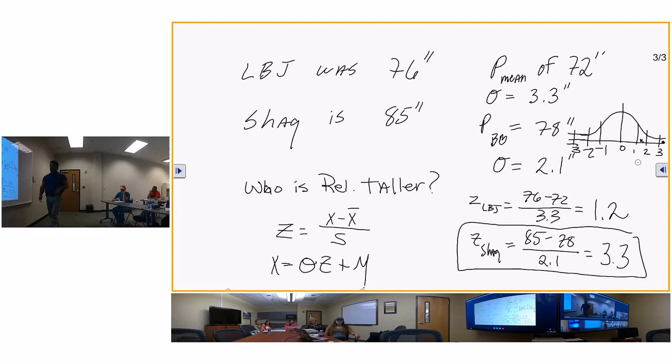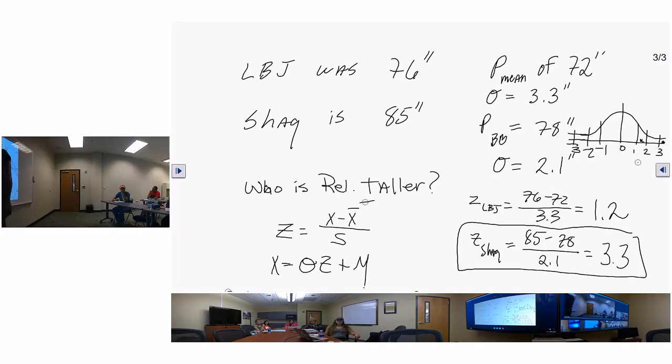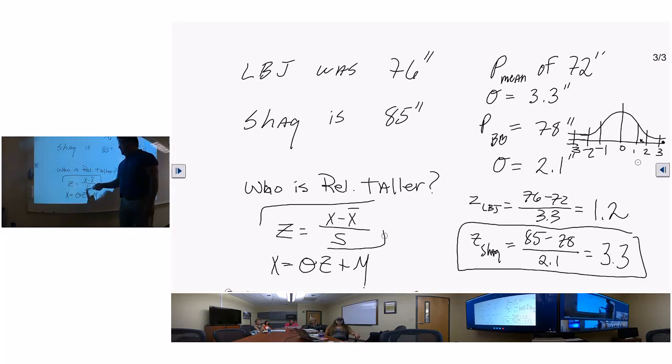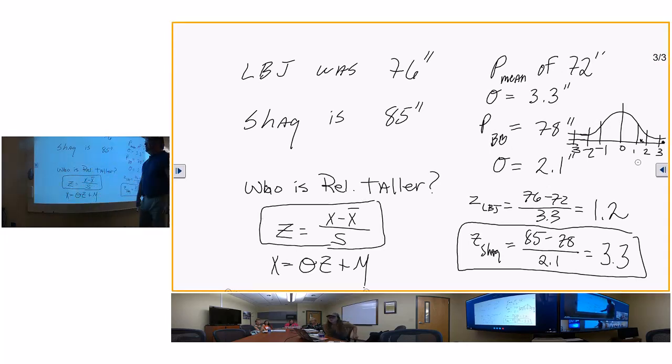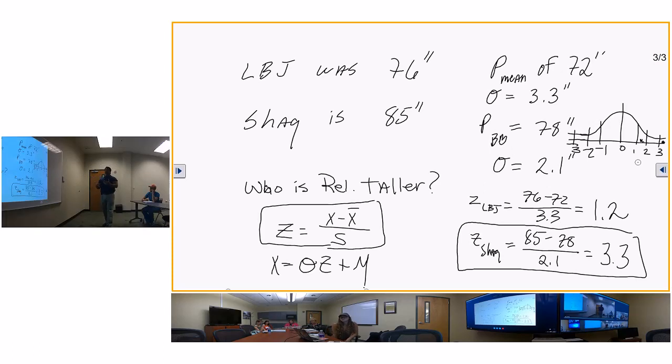I think this is enough for now for you to chew on. Okay? So when you are comparing apples to oranges, that's what's going to happen. You're going to change it into a Z-score.